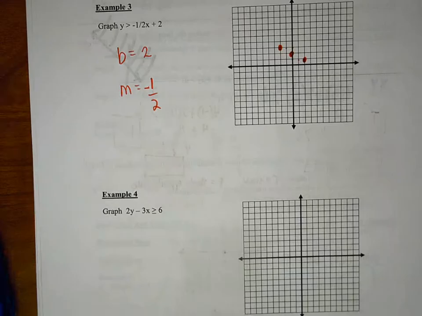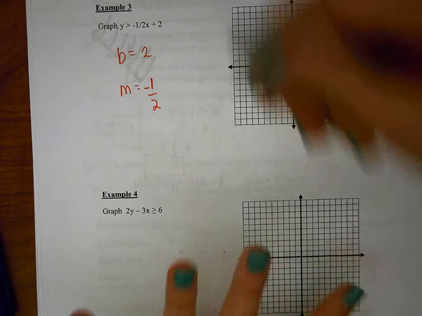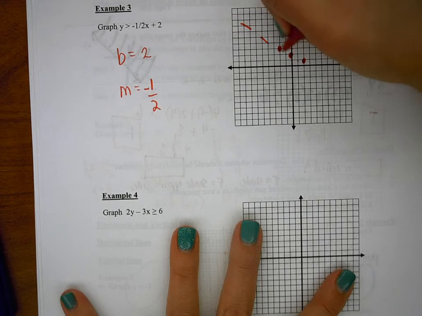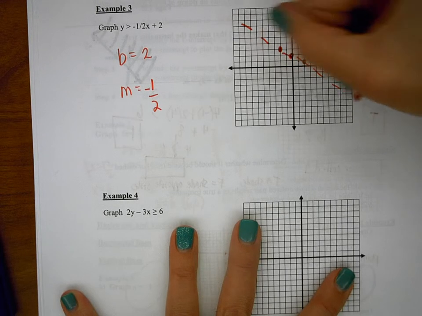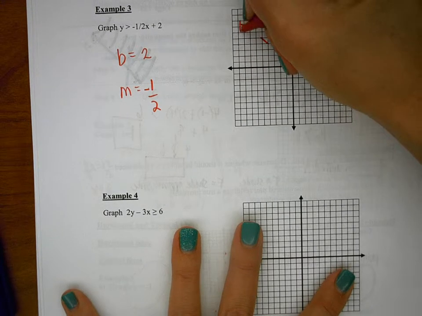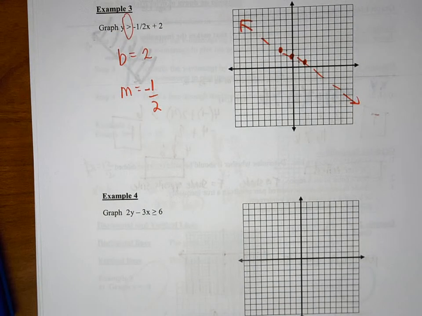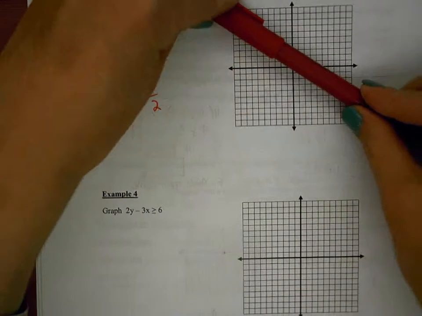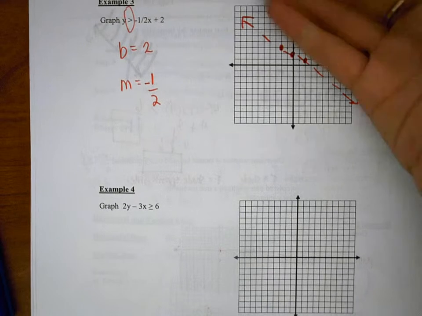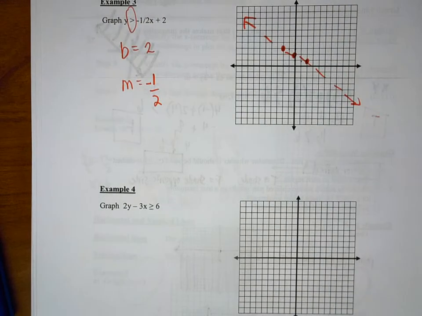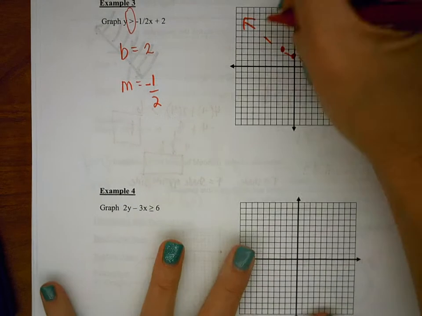Will this line be solid or dashed? Okay, and we see greater than here. Which way do you think I would shade? So we're looking at our line. Am I going to shade above the line or below the line for greater? Above. So we shade above.